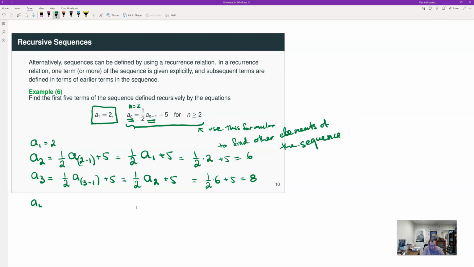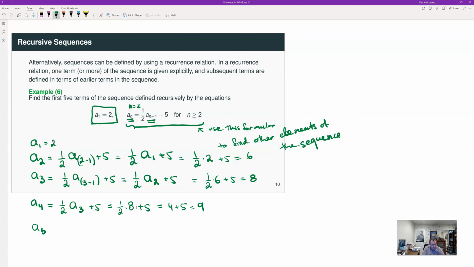Now, the next one would be A4. So 1 half A3 plus 5. A3 is 8, so here we go. 1 half times 8 plus 5 equals 4 plus 5 equals 9.